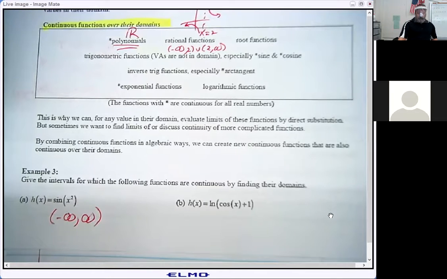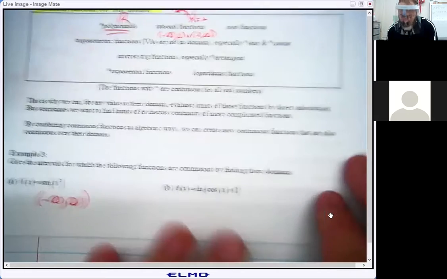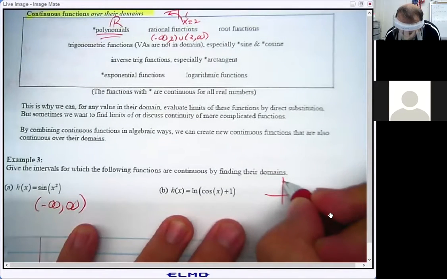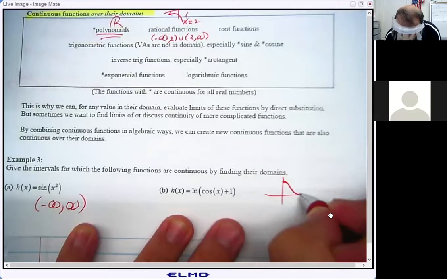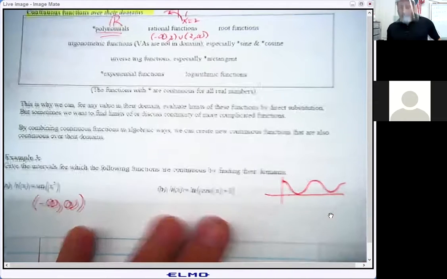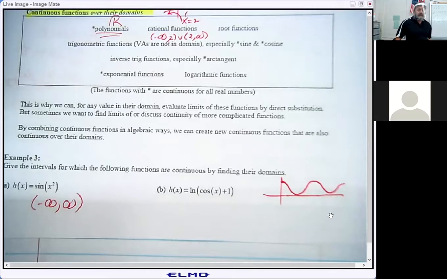Now, I will say this one is going to be a little bit jacked up, because if you look at the cosine, plus 1, it's going to look about like this. It's going to go as high as 2, come down and like this, like that. You guys okay there? What's going to happen then when I try to take the log of that? What can you take the log of?